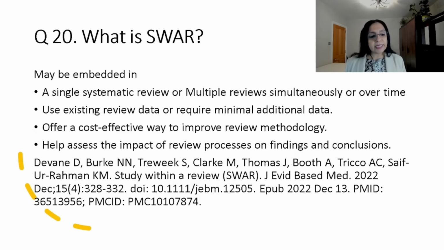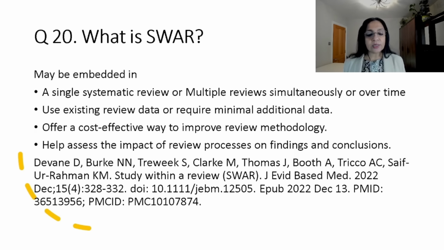It may be embedded in a single systematic review or multiple reviews simultaneously or over time. So you can conduct a SWAR within a single systematic review, or you can conduct it across a group of systematic reviews. So we use existing review data or require minimal additional data. So it is a study conducted within the review. So we mainly make use of the systematic review data itself.